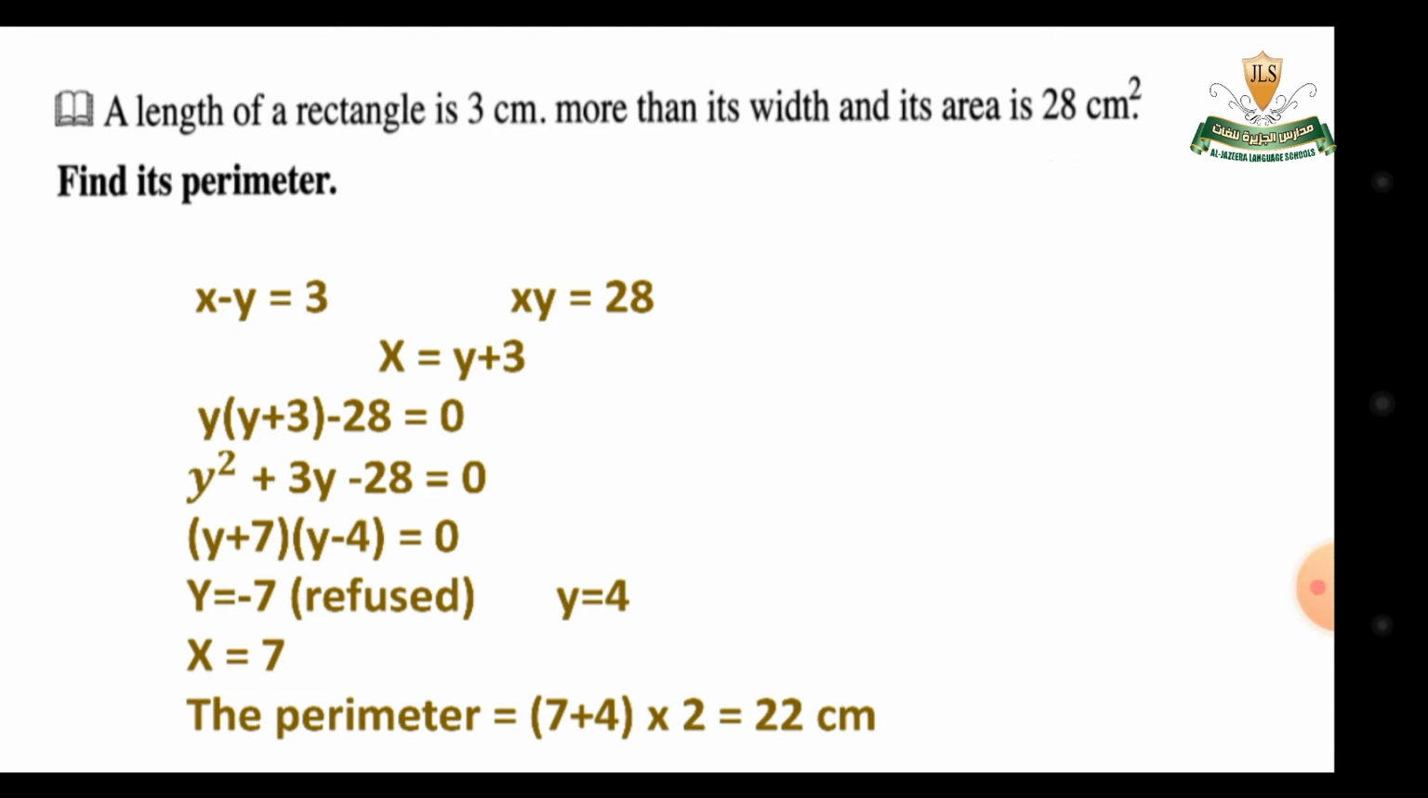So we have y equals negative 7. This is refused because no length is negative. So finally we have y equals 4 and we get x equals 7. So the perimeter of the rectangle is (length plus width) times 2, (7 plus 4) times 2, it will be 22 centimeters.